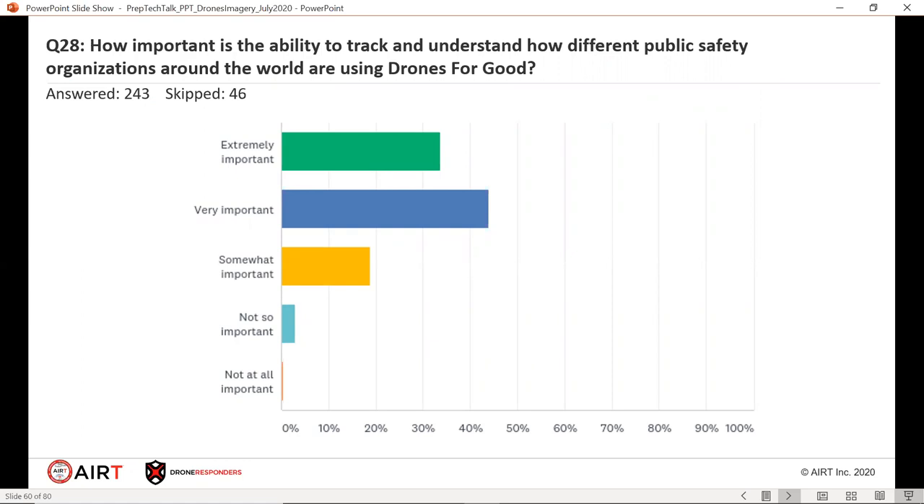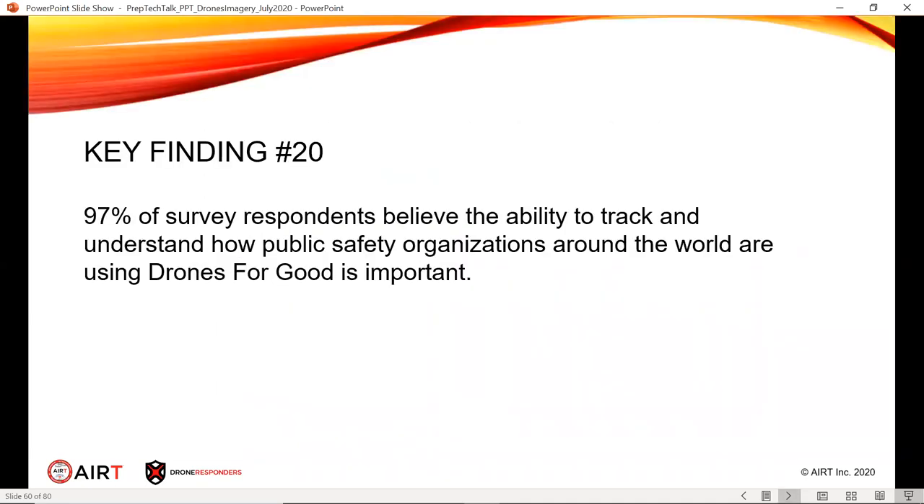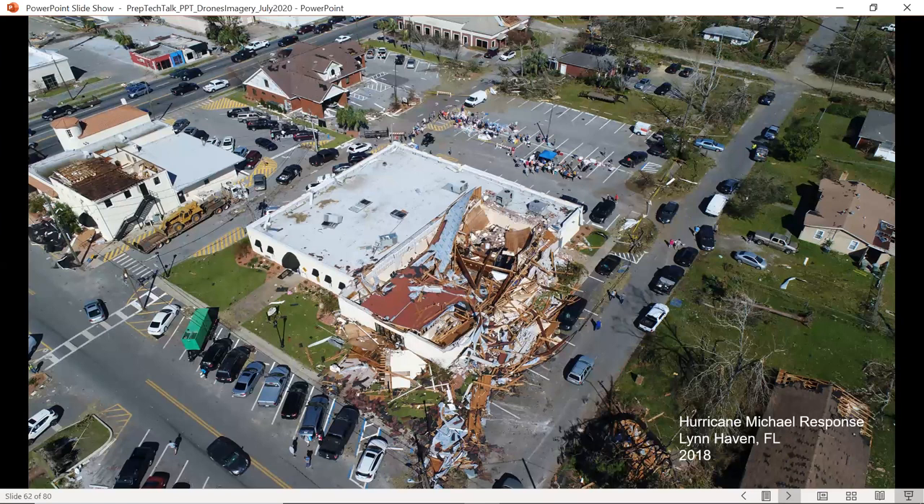And I think one of the key pieces I wanted to share with you here today is how important everyone believes it is to be able to track and understand how different organizations in the public safety realm around the world are using drones for good. And our data showed that 97% of survey respondents really believe that it is important. So webinars like this serve to establish connections and share what's happening, but there is a greater need to understand what's happening. And we're going to be bringing that information to you as this sector evolves.